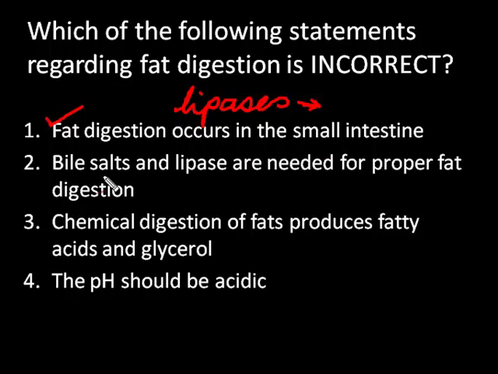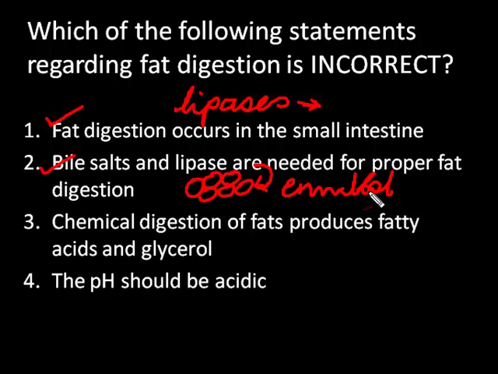So this is true. The second is bile salts and lipase are needed for proper fat digestion, and this is also true. Bile salts are needed because they break the fat down into smaller particles, allowing the lipase to act on them and then break the fat into fatty acids and glycerol. If bile salts are not present, you will find that fat digestion is improper. So in order for lipase to act, the presence of bile salts is very important. What they do is they emulsify, or break down, the fat into smaller particles, allowing the lipases to act on them. So this is true also.